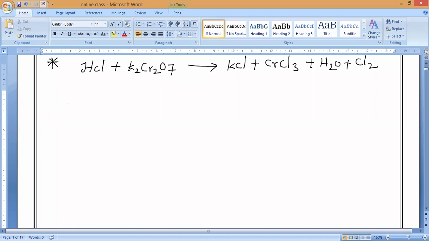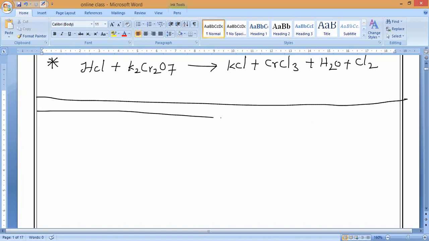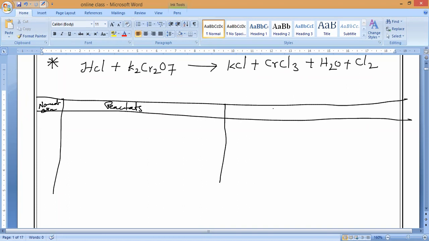So first of all, construct the tabular column. All of you construct the tabular column. What is the first heading? Name of the element. And the second one is reactants, and this is the products.